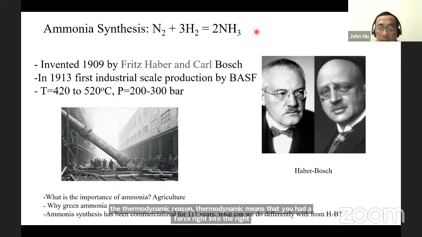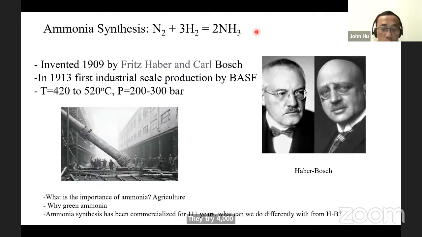These 2 gentlemen, they tried 4,000 catalyst formulas. Read the history. 4,000 catalysts means probably more than 10,000 experiments. I think they deserve the Nobel Prize. Then they fixed the temperature in this range and pressure. Look at that reactor. That's the first reactor this guy ever made, 1913. So I hope you understand why Haber-Bosch is so challenging, because you need a high temperature and high pressure. Okay.